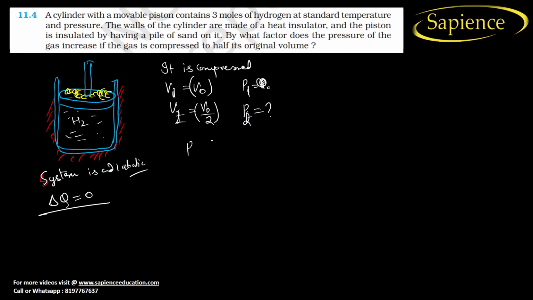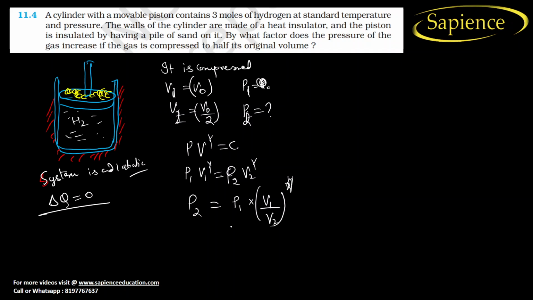it is an adiabatic system. So for an adiabatic system, PV to the power gamma is equal to constant. So we can also write P1 V1 to the power gamma is equal to P2 V2 to the power gamma. Now from here we want P2. So P2 will be equal to P1 into (V1 by V2) to the power gamma.